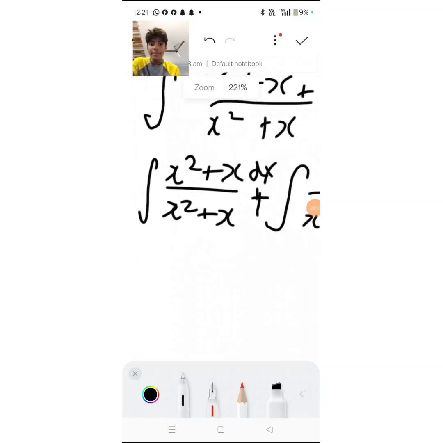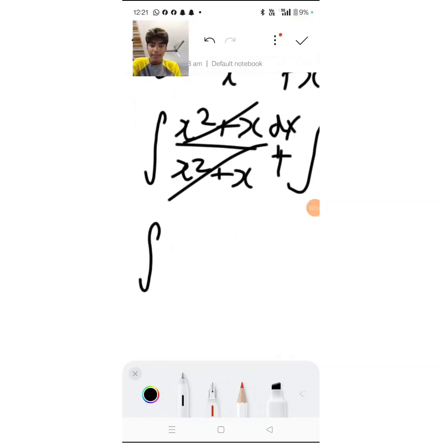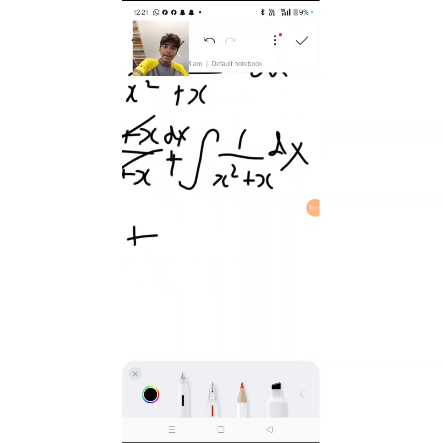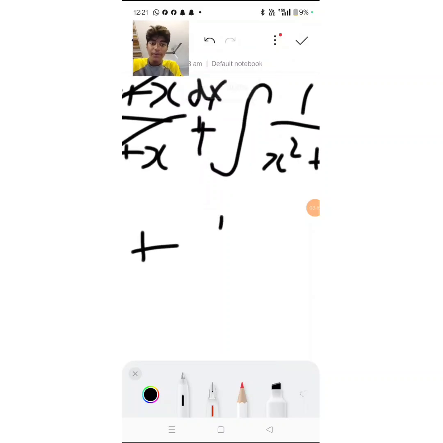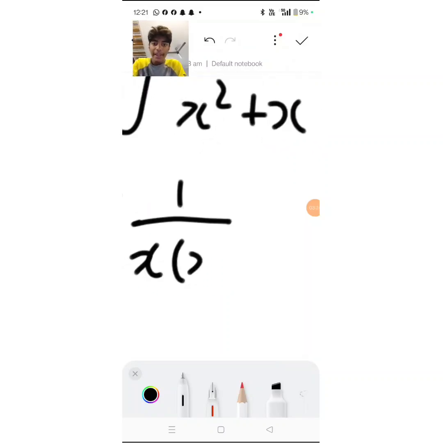Okay, so here we just keep cancelling this and this, right? That's very easy. So we're just left with the integral of 1 dx, which is just x ultimately. So it's just x plus, now here you have 1 divided by x squared plus x. So, okay, we'll just rewrite it. The integral of 1 divided by, now x is common, so we can factor that out, x into (x plus 1).